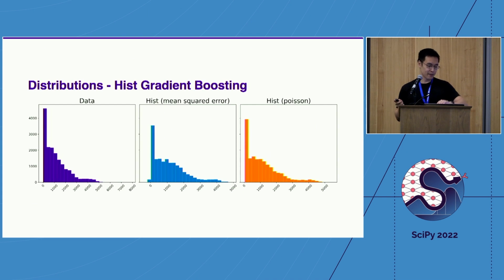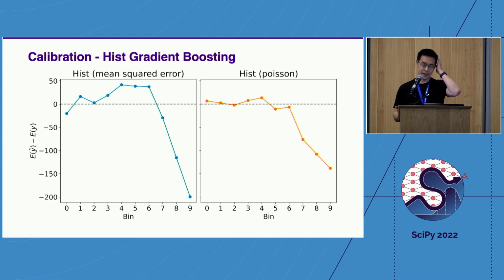Lastly, we have the calibration. In this case, you can see that Poisson is more towards the 0. And you also see that same behavior I keep pointing out, where for the rightmost bin, it's underpredicting. The same idea: for large values, it's underpredicting. And this is one way to visualize it.